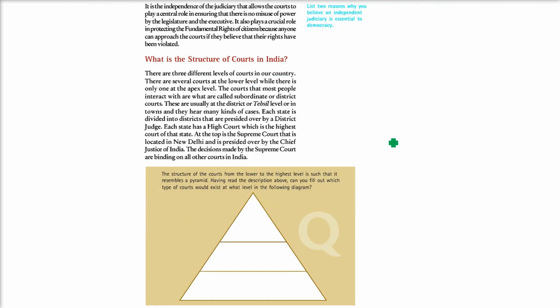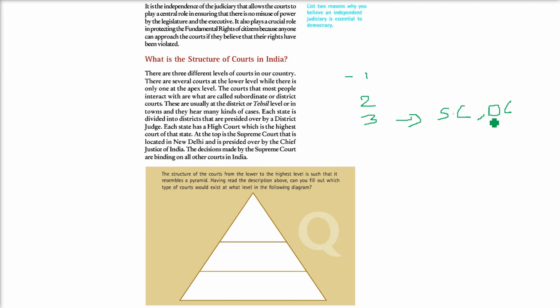Let me show you here. First of all, there are 3 levels. This is the first, second, third. Now third is the lowest level, first is the highest level. So at the lower level, we have subordinate courts and the district courts.